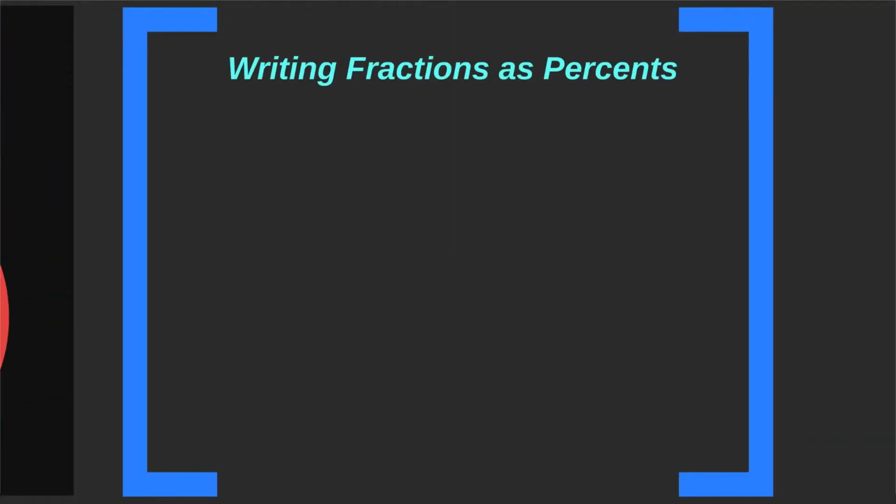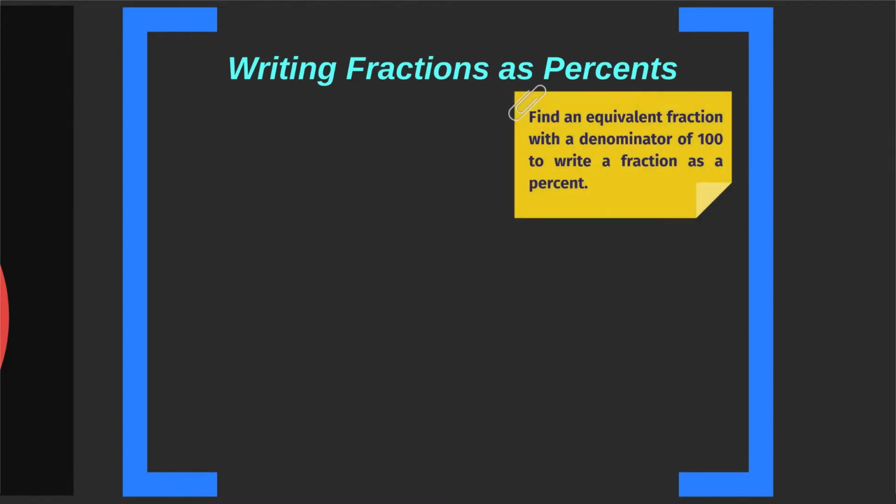Moving forward to the next topic, let's study how to write fractions as percents. So far, all the fractions we've written as percent have 100 as their denominator. But what if we have a fraction and its denominator is not 100? How do we write it as a percent? We need to find an equivalent fraction with a denominator of 100 to write a fraction as a percent. Let's try writing 4 over 25 as a percent.